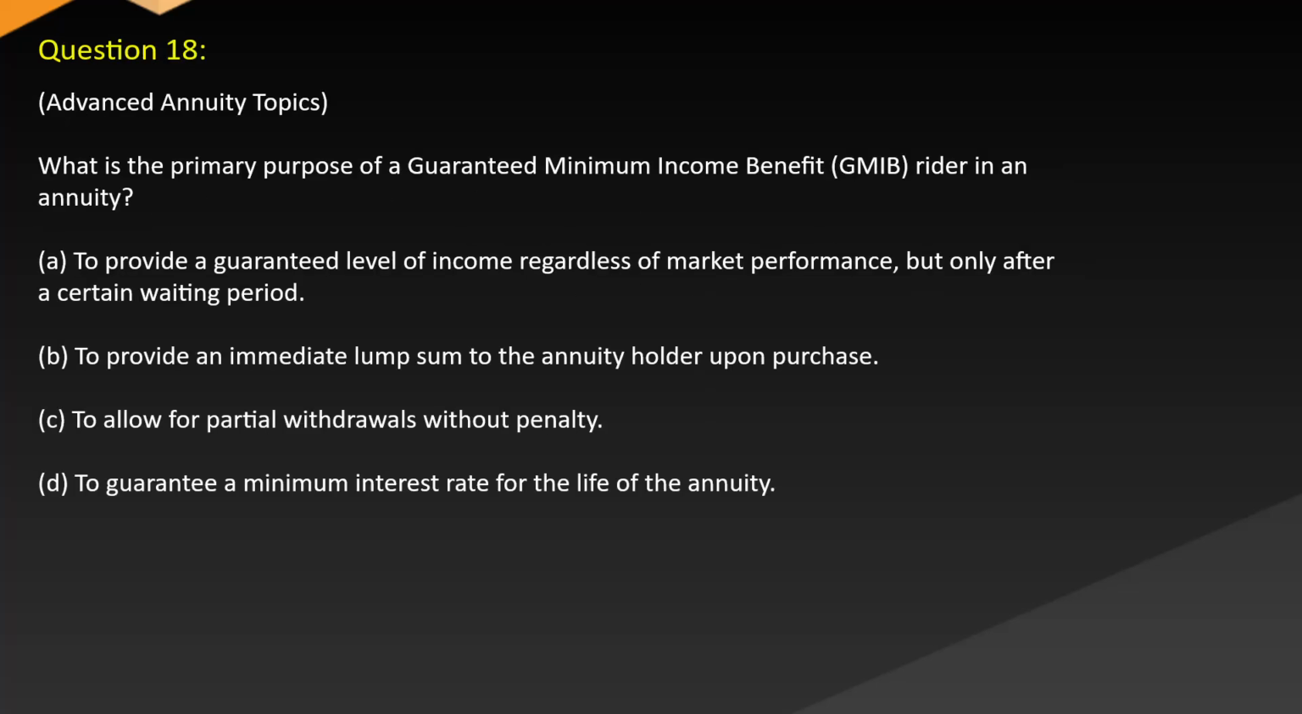Advanced annuity topics. What is the primary purpose of a guaranteed minimum income benefit (GMIB) rider in an annuity? A. To provide a guaranteed level of income regardless of market performance, but only after a certain waiting period. B. To provide an immediate lump sum to the annuity holder upon purchase. C. To allow for partial withdrawals without penalty. D. To guarantee a minimum interest rate for the life of the annuity.